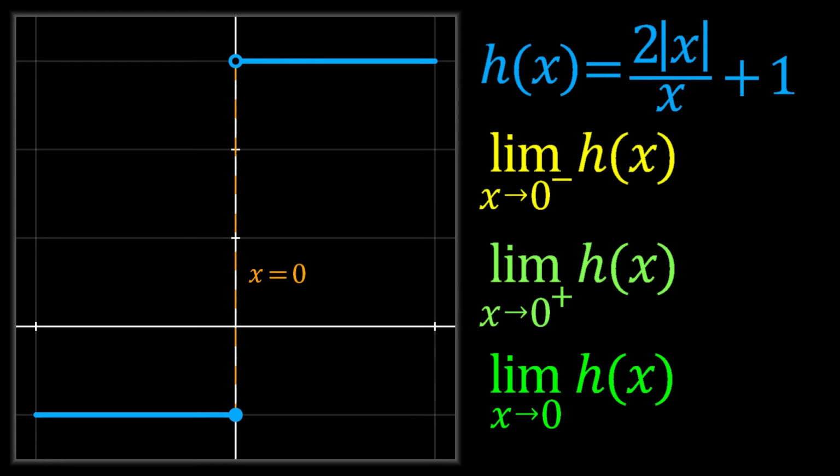As you can see, when x approaches 0 from the left, y approaches -1. As x approaches 0 from the right, y approaches 3. Since our one-sided limits aren't equal, the regular limit does not exist. Once again, an easy problem.